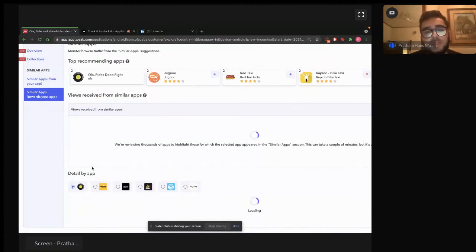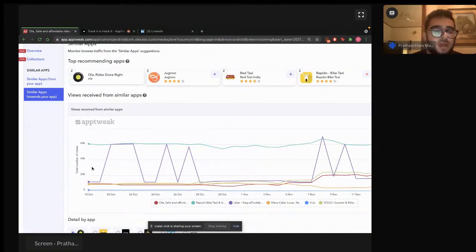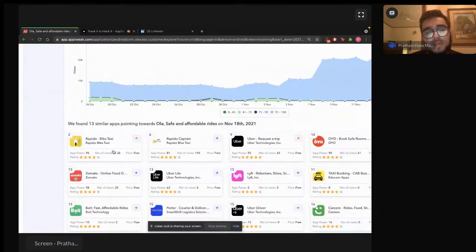it's a much lower number. So Rapido is the app that's giving them the most receivables with about 21,000 views, but they receive much more from Ola on a day-to-day basis.